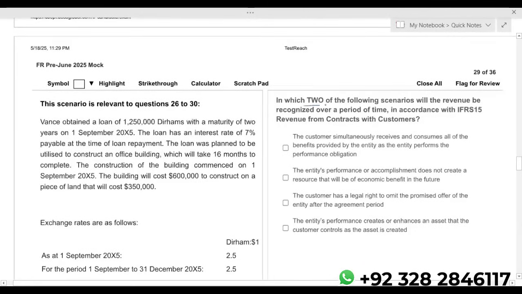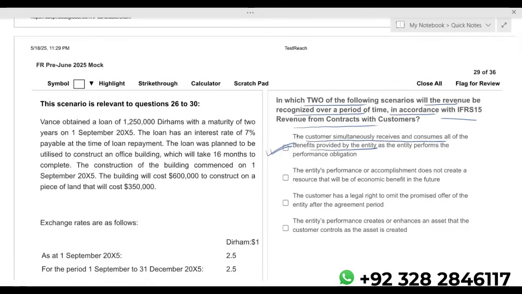Which two of the following scenarios will the revenue be recognized over a period of time? IFRS 15, my personal favorite. I told you earlier as well. With IFRS 15, revenue from contracts with customers, when do I need to recognize revenue over a period of time? When the customer simultaneously receives and consumes all the benefits provided. Just an example, assuming my company runs health clubs, and we take fee in advance for the whole year, but over the 12 months we provide you the services.